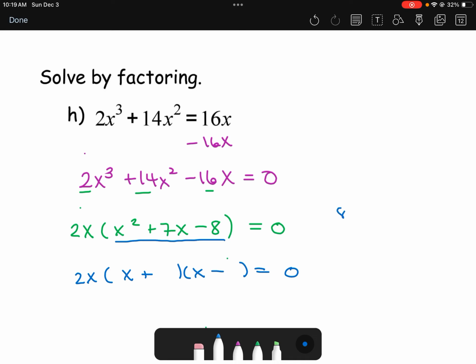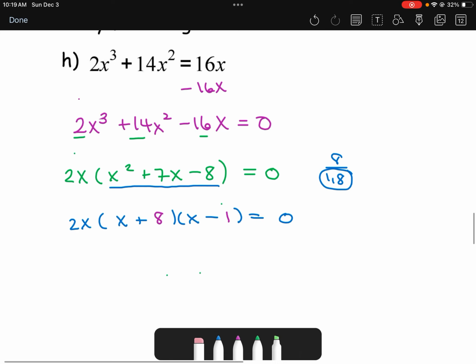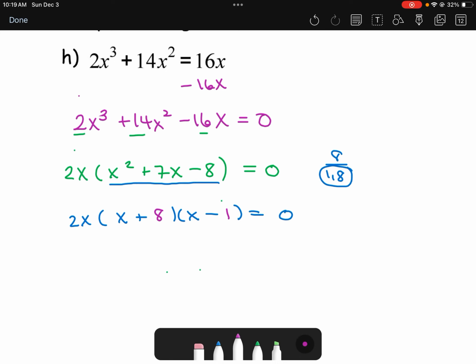So again, I have factors of 8. So any factors of 8 that when I subtract give me 7. Well, I'm just going to stop here because that's 1 and 8. I need a positive 7. So that's going to be 8 minus 1. That gives me that positive 7. And now again, to solve, we set each part equal to 0.